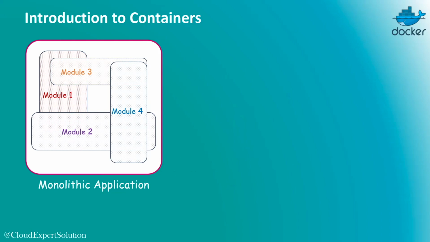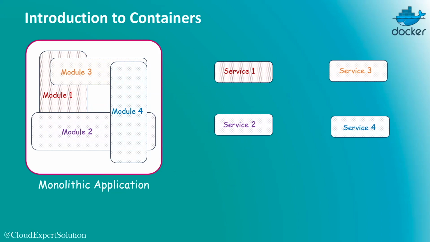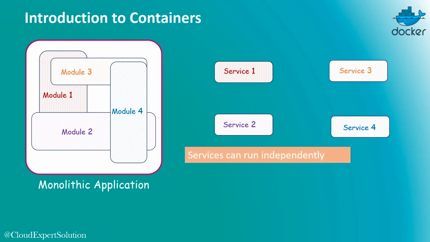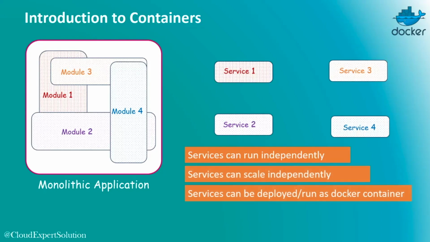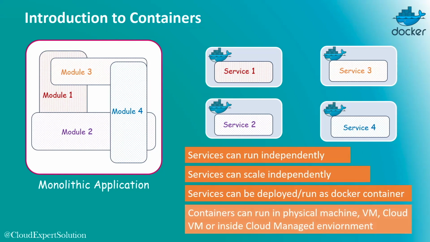Now, with the rise of microservices, we are trying to break those business components into separate services such that services can run independently, services can scale independently, and services can be deployed or run as Docker containers. These containers can run in physical machines, virtual machines, or cloud VMs, or even inside a cloud managed environment like Google Cloud Run or AWS Fargate.